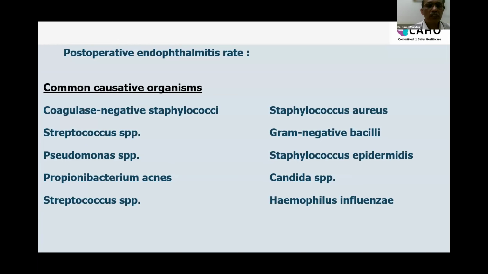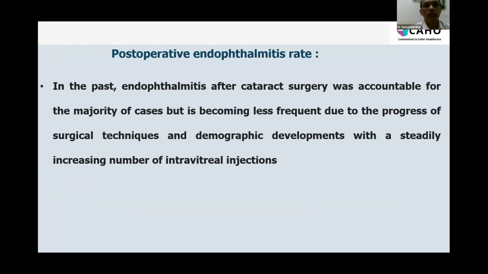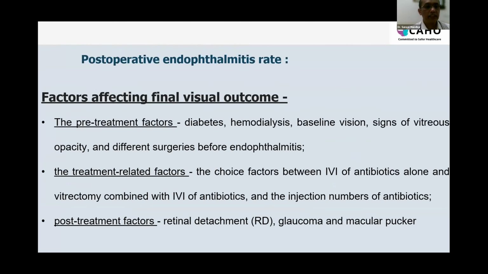The most common causative organisms are mainly from the Staphylococcus group: coagulase-negative, coagulase-positive Staphylococcus, Staphylococcus epidermidis. Then gram-negative bacilli, Candida, Haemophilus influenzae, Streptococcus species, Pseudomonas, and Propionibacterium are the most common organisms. I'm highlighting this because your antibiotic coverage should cover all these possible organisms. In the past, endophthalmitis after cataract surgery accounted for the majority of cases, but it is becoming less frequent due to the progress of surgical techniques and demographic developments, with a steadily increasing number of intravitreal injections.